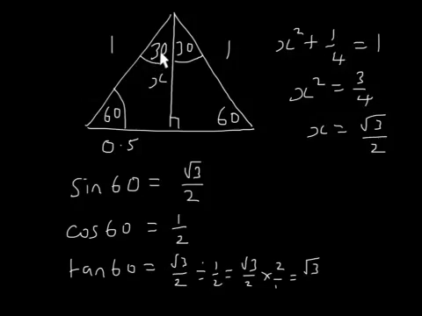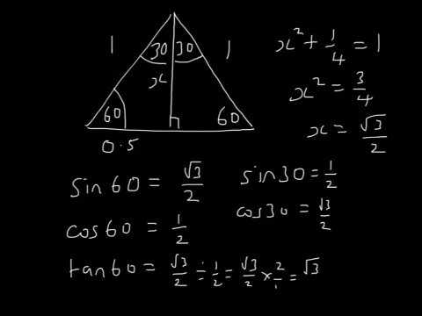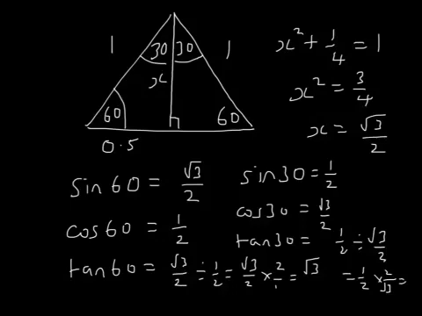Now let's consider 30 degrees. The sine of 30 is opposite, which is a half, divided by the hypotenuse, which is 1. The cosine of 30 is the adjacent, which is root 3 over 2, divided by the hypotenuse, which is 1. And the tan of 30 is opposite, that's 0.5, divided by root 3 over 2. So that's a half divided by root 3 over 2, which is a half times 2 over root 3, which is 1 over root 3.